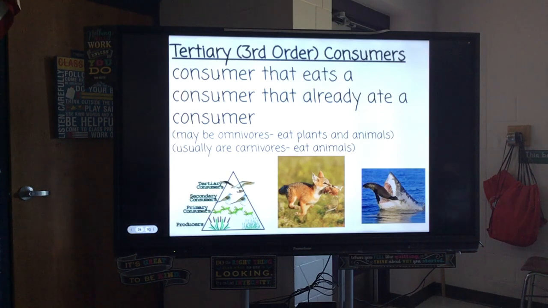I can't ever say this word. Anyways, tertiary consumers are consumers that eat a consumer that already ate a consumer. For example, again, you have omnivores and or carnivores. A perfect example would be the shark who eats the seal, who ate the shrimp, who ate the algae or coral or whatever from the ocean floor. So the shark would be at the top of the energy pyramid.